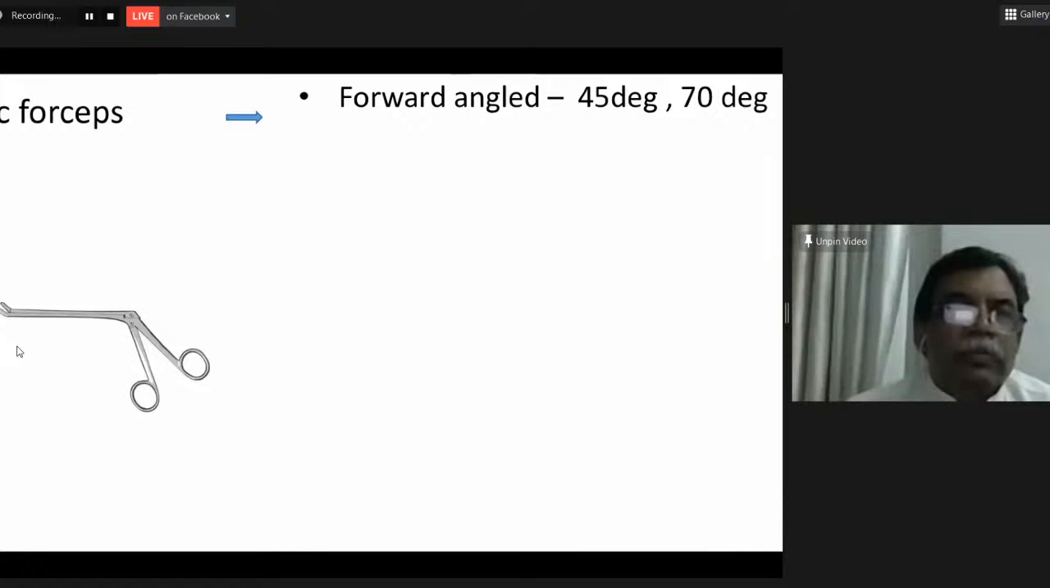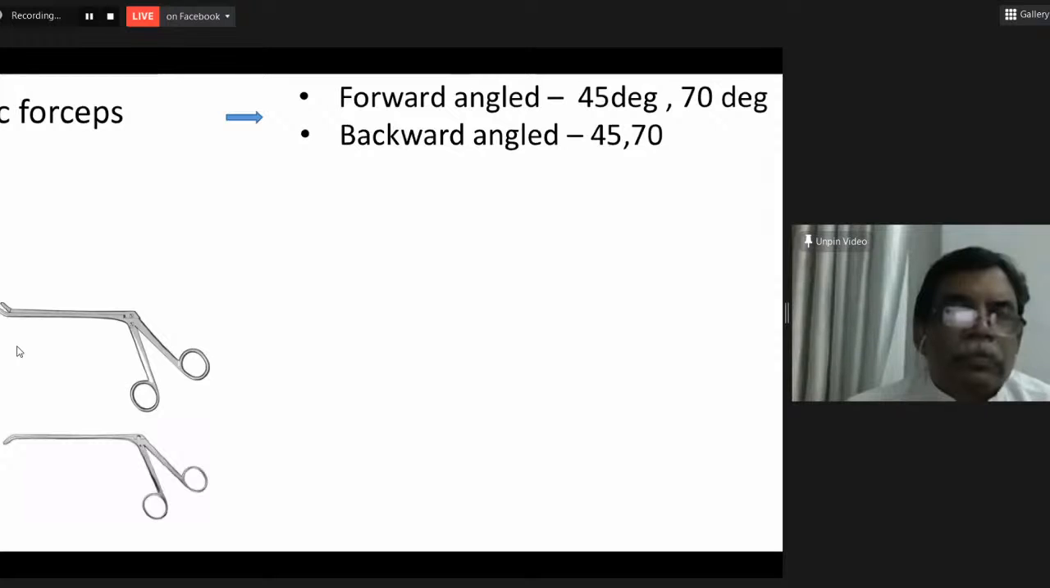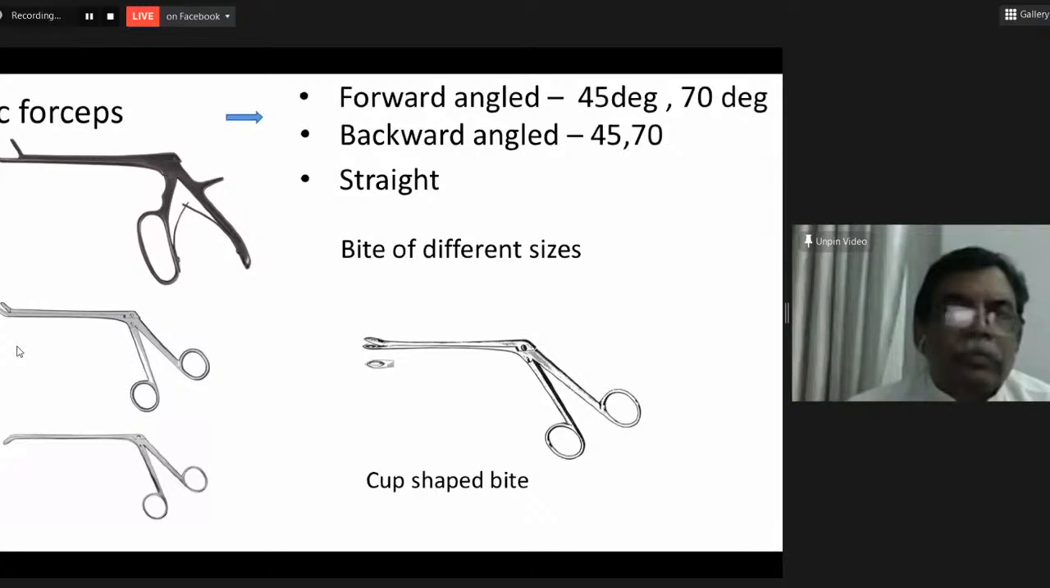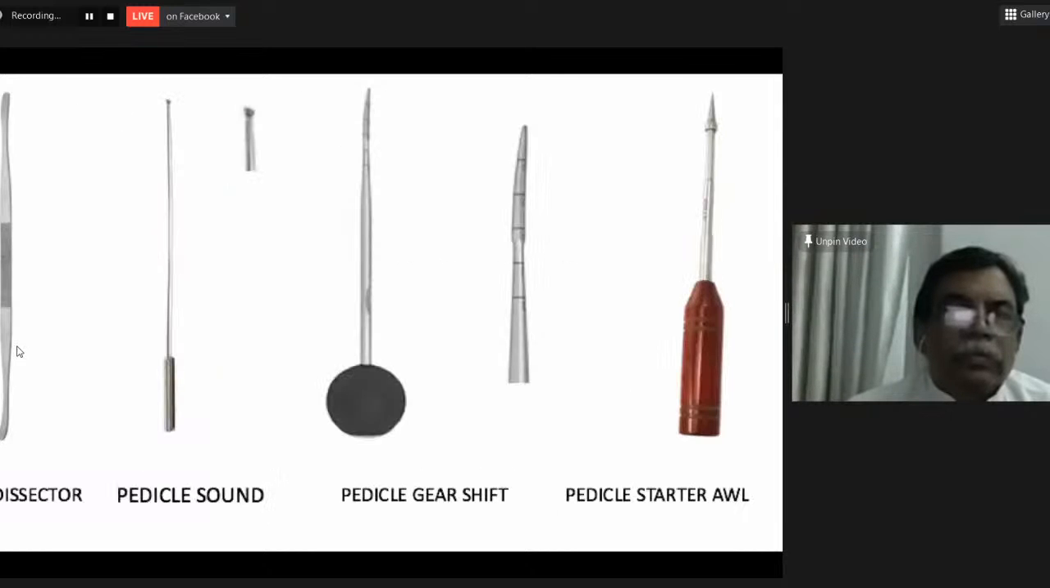Then there are disc forceps, which also may be of different varieties and different sizes. It may be a forward angle disc forceps, it may be a backward angle disc forceps, or it may be a straight disc forceps. Sometimes the bite and the tip sizes are different, their shapes are different, like this is a cup-shaped bite.